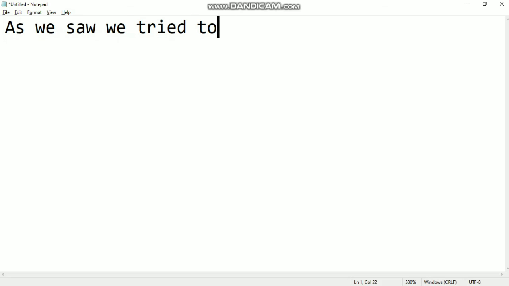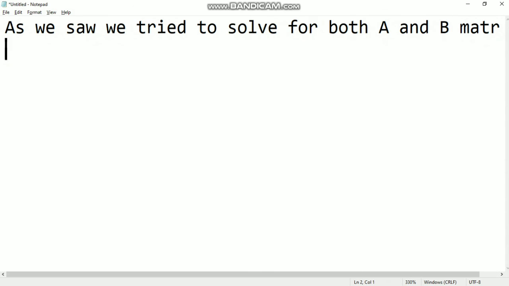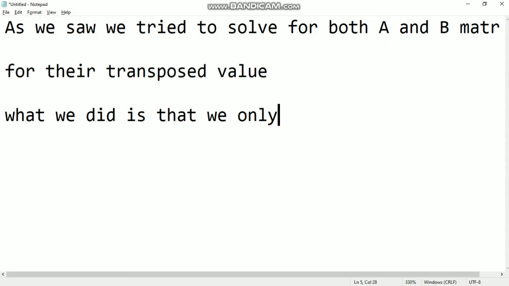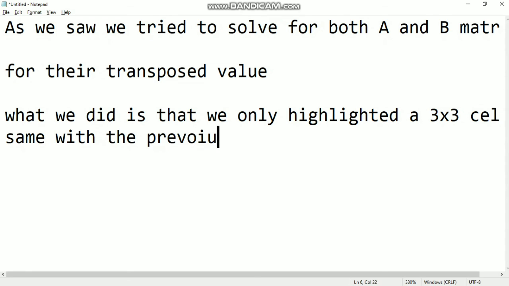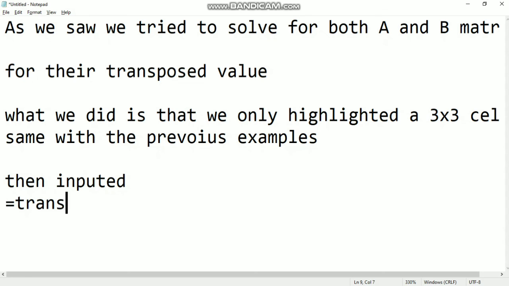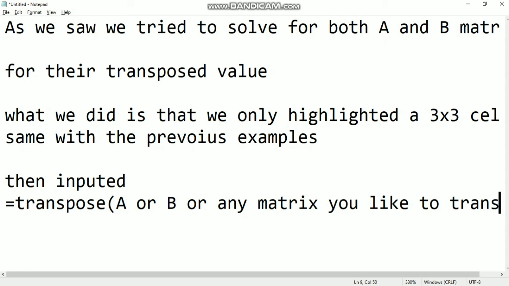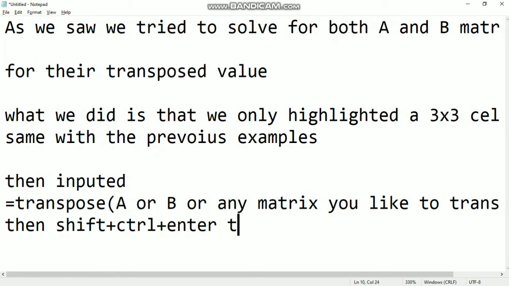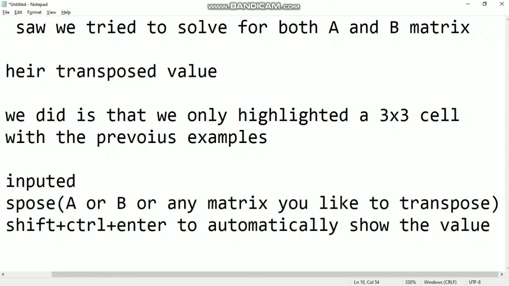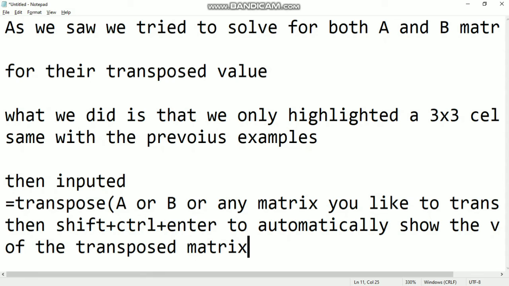We tried to solve for both the A and B matrices for their transposed values. What we did is that we only highlighted a 3x3 range of cells, same with the previous examples. Then we inputted equals TRANSPOSE(A), or B or any matrix you like to transpose, then Shift plus Control plus Enter to automatically show the values of the transposed matrix.